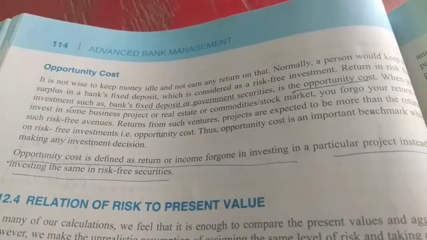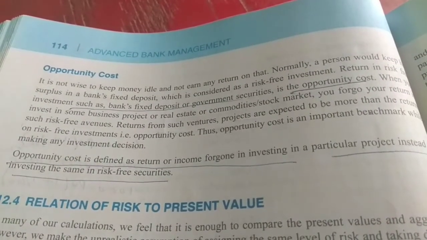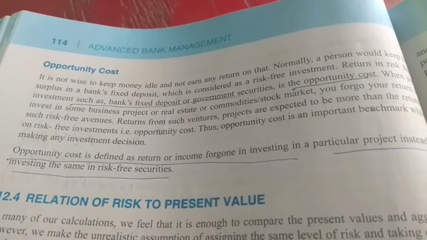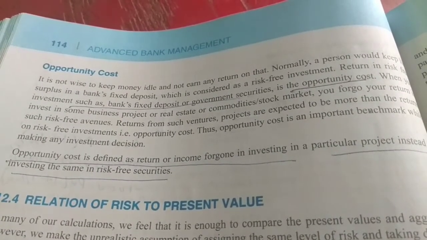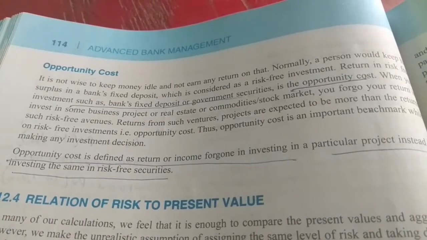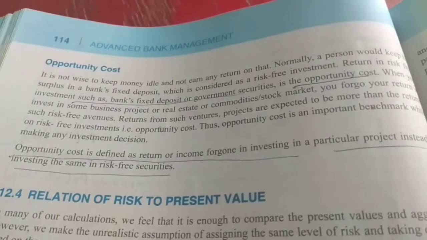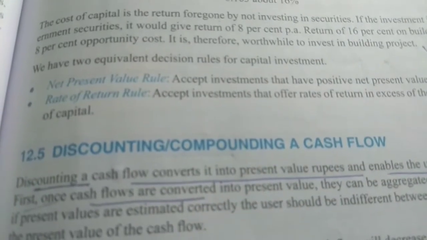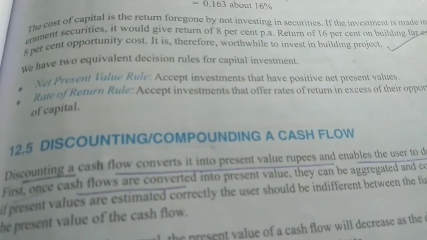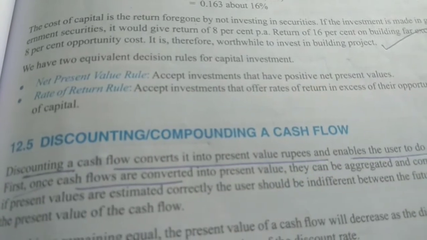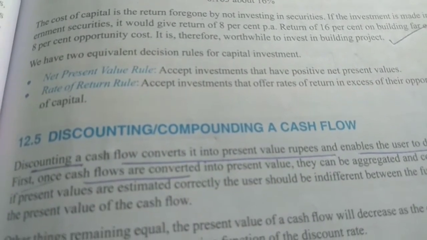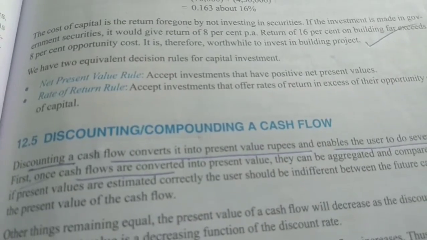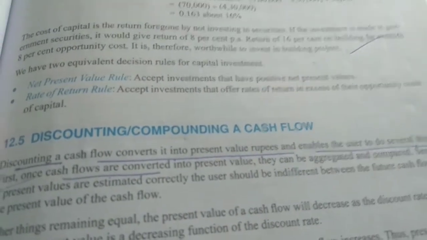If you are getting similar returns from some risky projects, it is better to invest in risk-free projects like FDs of banks, etc. This is known as opportunity cost. We have two decision rules. Net present value rule: accept investments that have positive net present values only. Rate of return rule: accept investments that offer a rate of return in excess of their opportunity cost of capital.